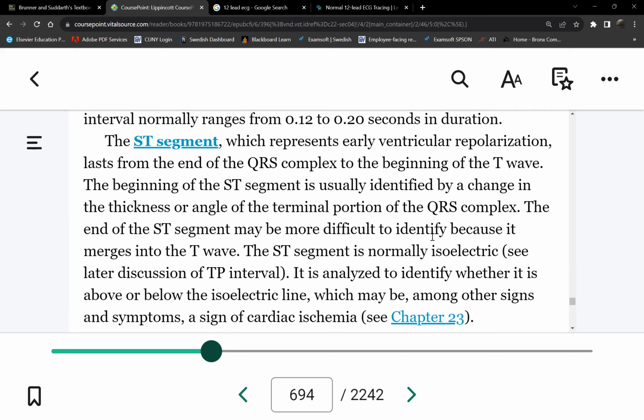It is analyzed to identify whether it is above or below the isoelectric line, which may be, among others, the sign of cardiac ischemia. Okay. So it's another chapter. Chapter 23 will be next semester, acute coronary syndromes.